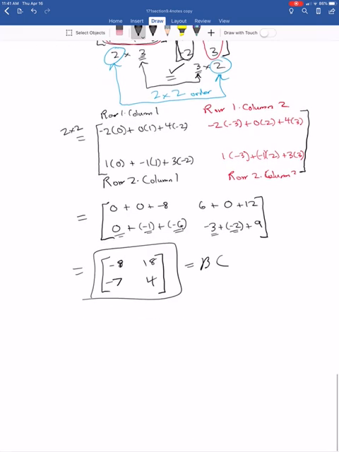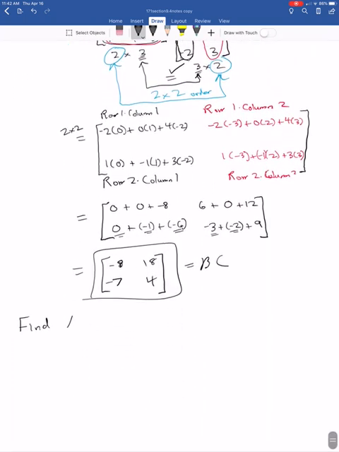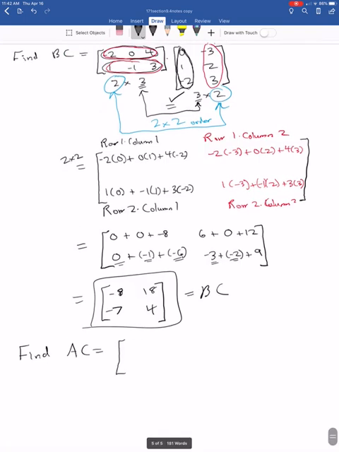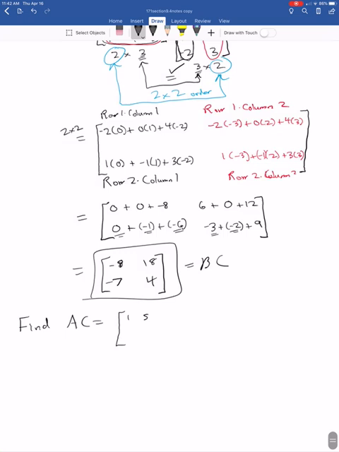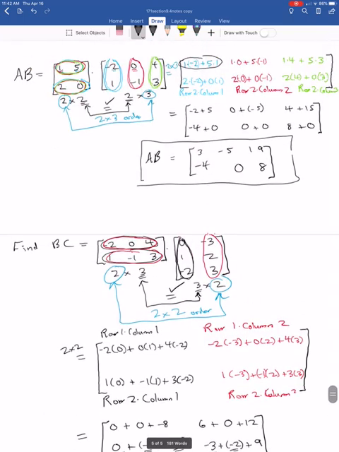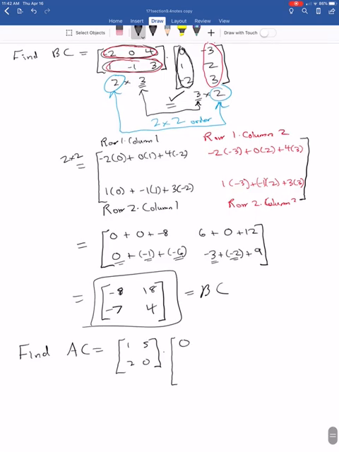Now I want to go on to one more. I want to notice the last example. I also said find AB, BC, and find the product AC. Now in the product AC, remember A was our 2 by 2 matrix: 1, 5, 2, and 0. Let's write that down, and multiply by matrix C, the 3 by 2 matrix from our last one. Let's put in those entries: 0 and -3, 1 and 2, -2 and 3.